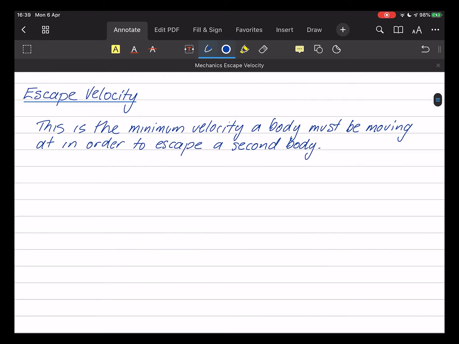Note that I didn't say the escape velocity of the second body. Usually the second body in this context is a large planet or a sun or something, and the body that we're concerned with, its velocity thereof, is something smaller, an asteroid or a rocket or something, a projectile.